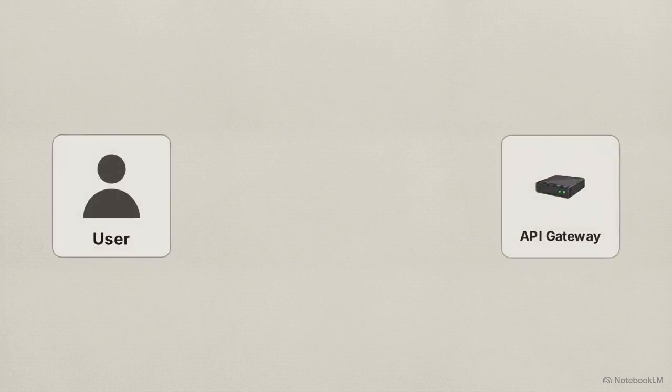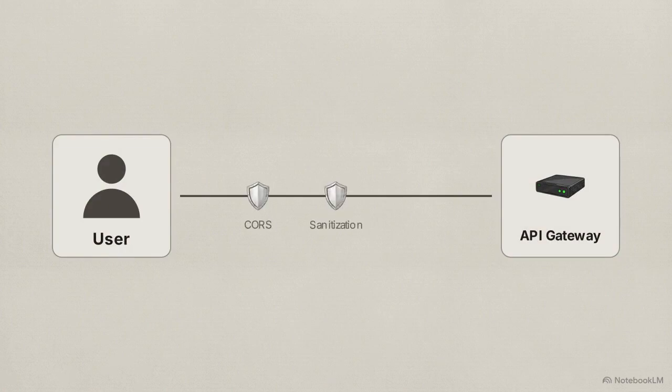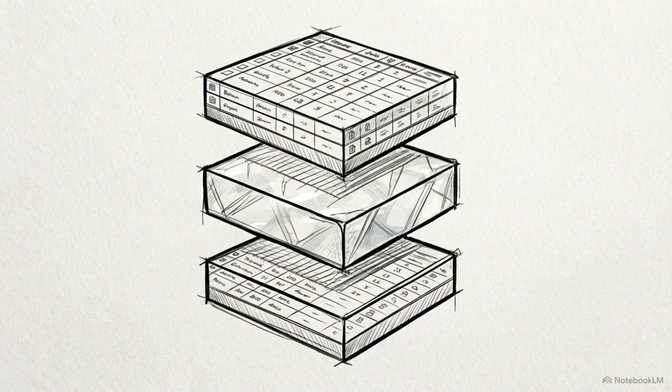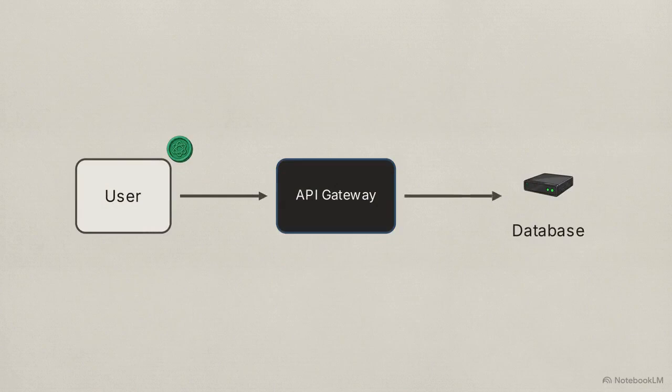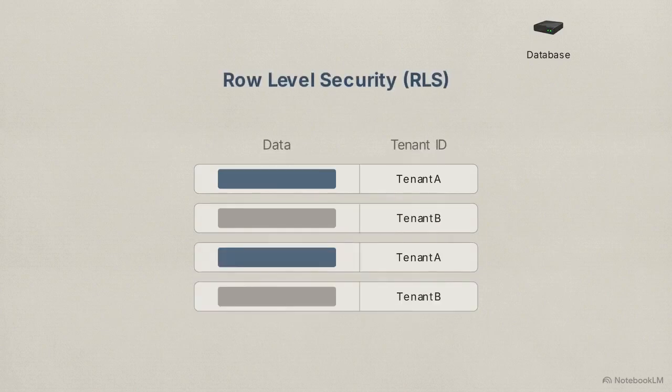This new architecture diagram begins with a user node and an API gateway. For this build, we assume the prerequisite front-end hygiene is already in place. CORS is configured, inputs are sanitized, and basic rate limits are active. Software as a service requires strict multi-tenant data isolation. A basic authentication token confirming a user is logged in does not prevent a flawed database query from returning another customer's data. To solve this, we implement row-level security, or RLS, directly at the database layer.